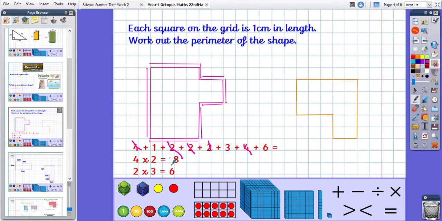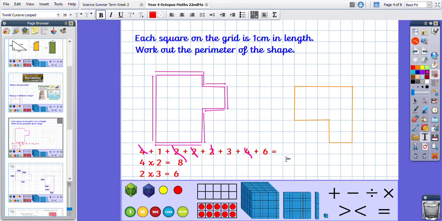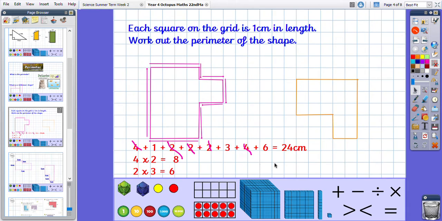Okay, so now I can do 8, add 6, which is 14, add 6 is 20, add 3 is 23, add 1 is 24. So the perimeter of this shape is 24 centimetres. Okay, now have a go at this one yourself. Make sure you are following the shape all the way around every side.